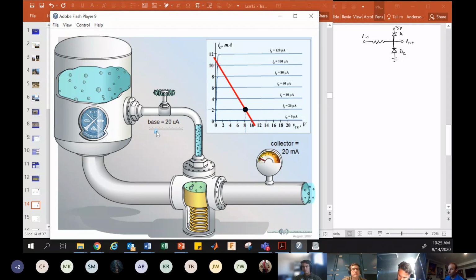Okay, we'll learn a little bit more about the physics now, how this actually works. Okay, so this is what an actual transistor looks like.